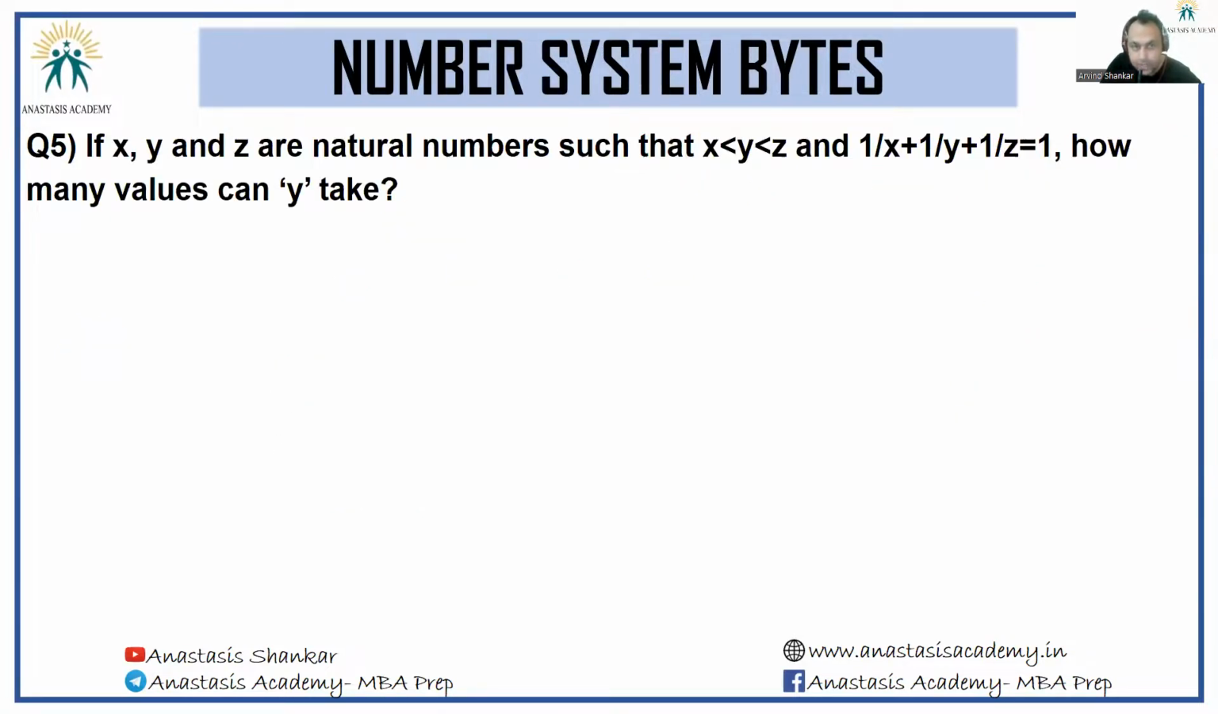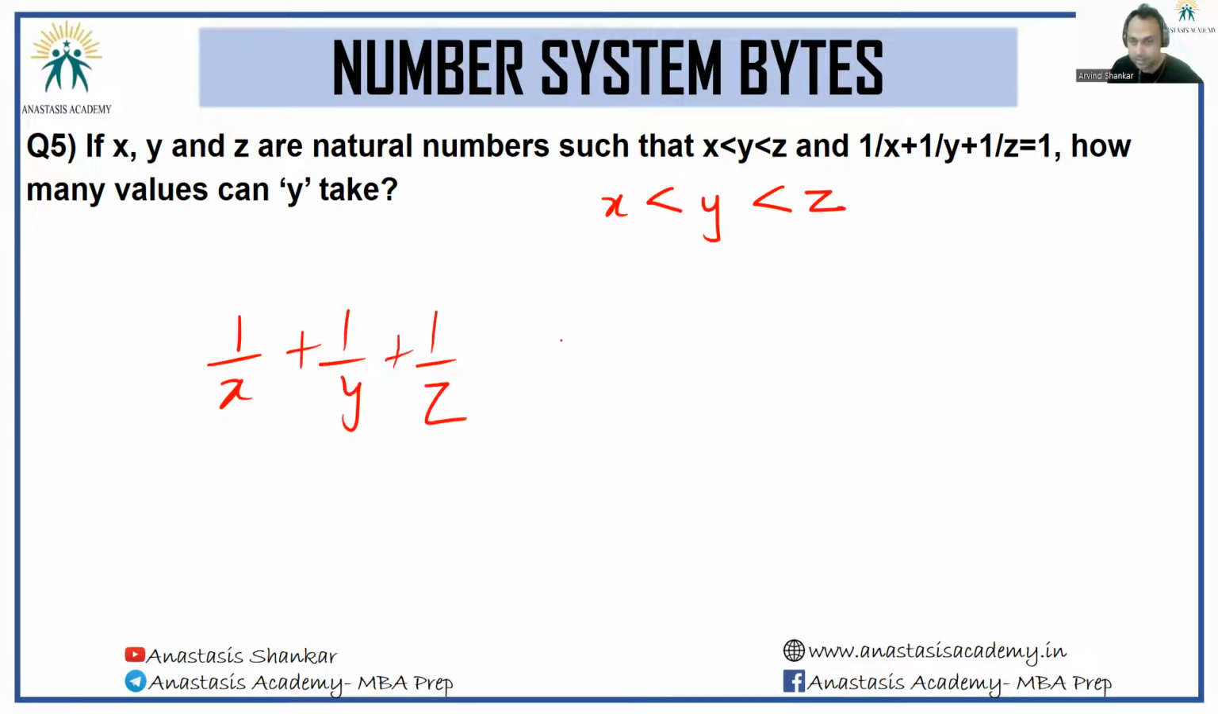Last, if x, y, z are natural numbers such that x is less than y is less than z, and 1 by x plus 1 by y plus 1 by z is equal to 1, how many values can y take? Wonderful. X is less than y is less than z, and 1 by x plus 1 by y plus 1 by z is equal to 1.